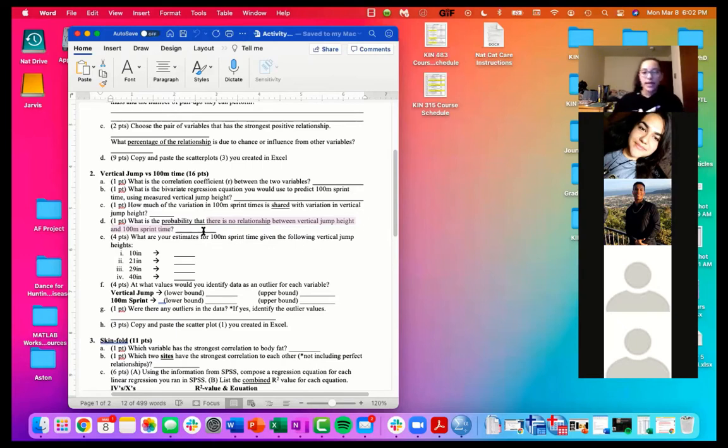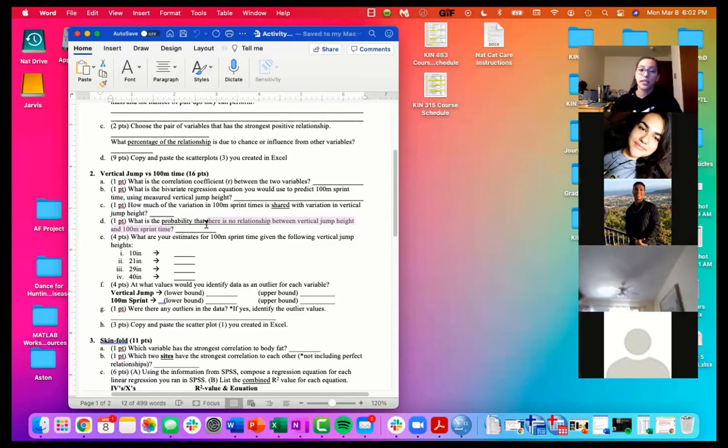Oftentimes on exams, I could phrase a question in this way where I say, what's the probability? And then I list the null hypothesis. That's why you really want to make sure that you take note of your null hypotheses, right? This would be the null hypothesis for a bivariate correlation. So that tells us we need to find the p-value for the correlation coefficient between these two variables.